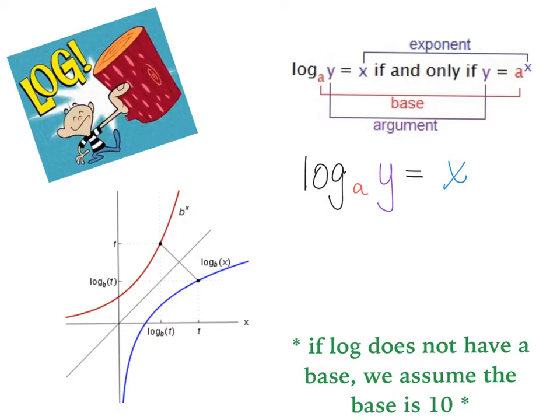One way that I like to manipulate this is I take a, bring it to the power of x, and set that equal to y. That's how I like to remember it. Another thing to know is that if the log doesn't have a base, so if there's no a written here, whether it's 2 or 1, if there's nothing written there, then we assume that it is base 10.